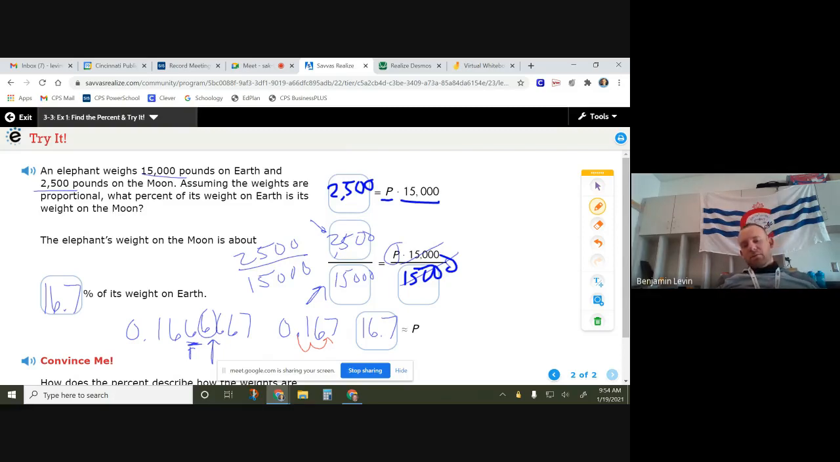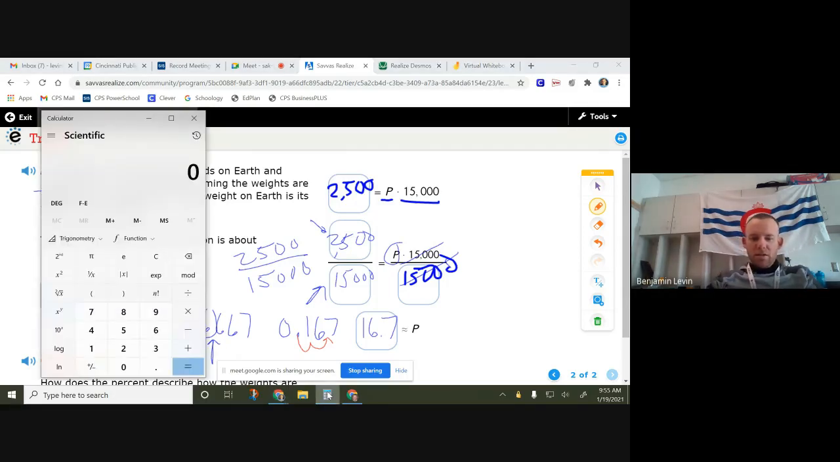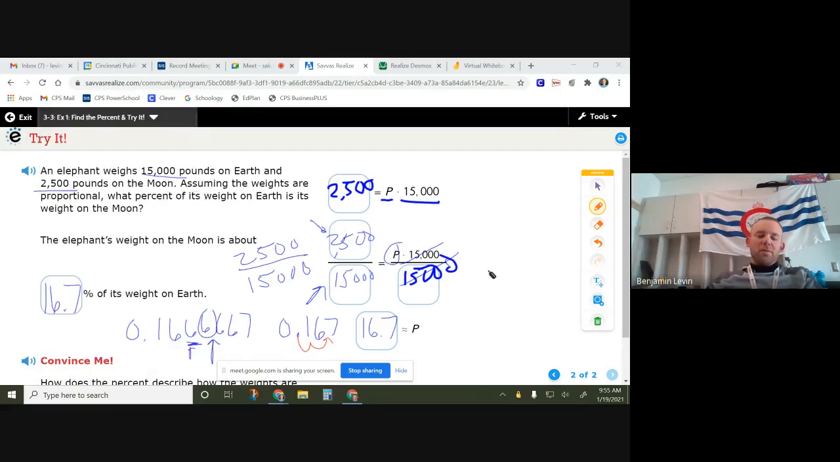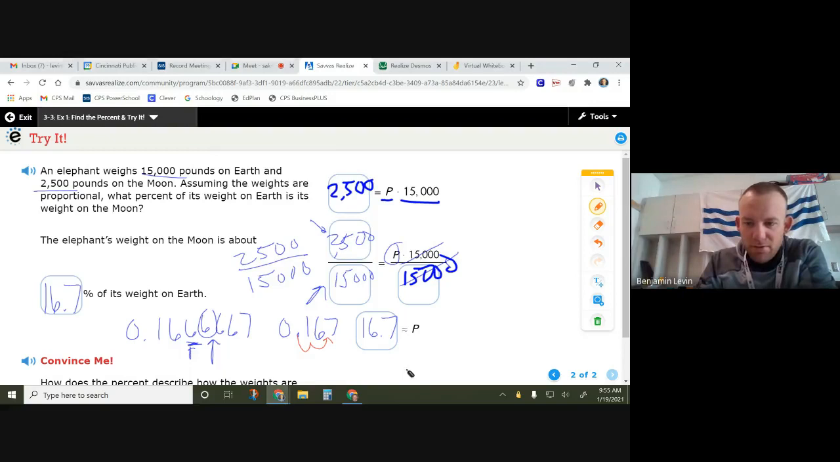I don't know, what would that be? About 1/6. I think that's that fraction. 1/6, if I'm not mistaken. Let's see. Yes, right? 1/6 is this same decimal, 0.16 repeating. So things on the moon have 1/6 the weight of things on Earth. That's how that works.